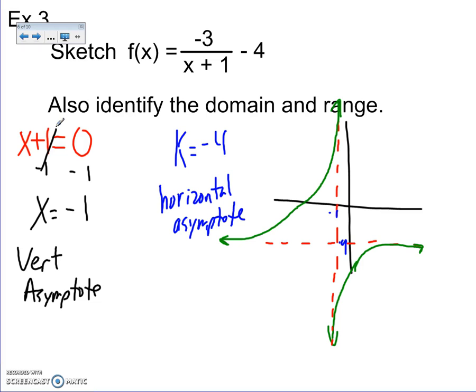Again, a hyperbola, domain and range. Basically all reals except for our asymptotes. So domain is everything but x cannot be -1. And range, everything but y cannot be -4.